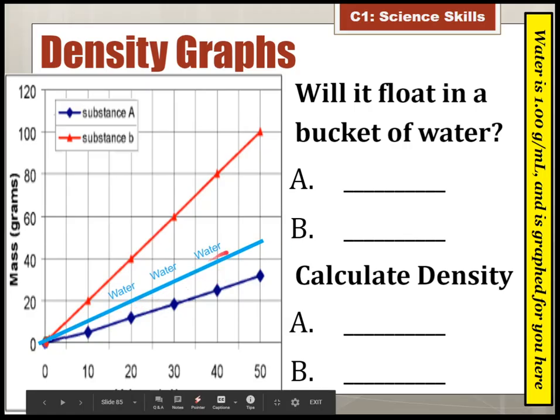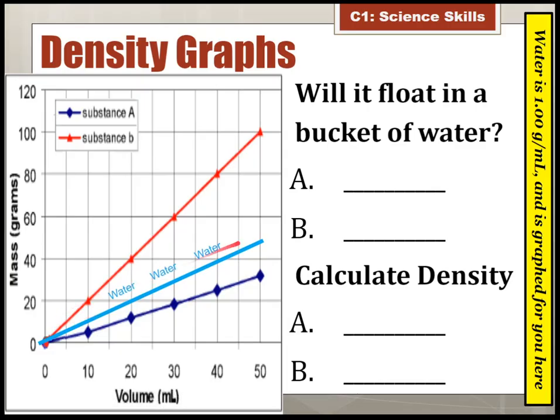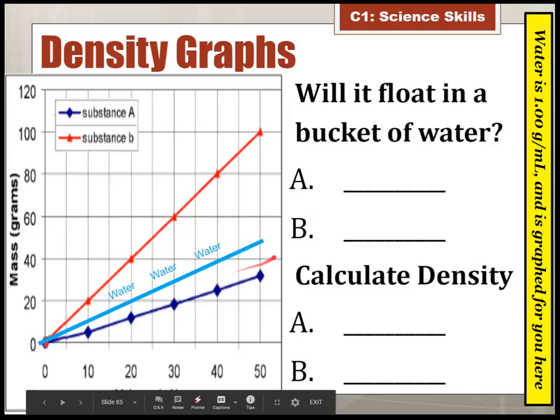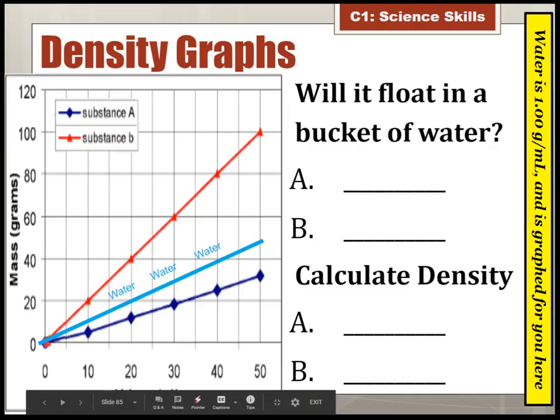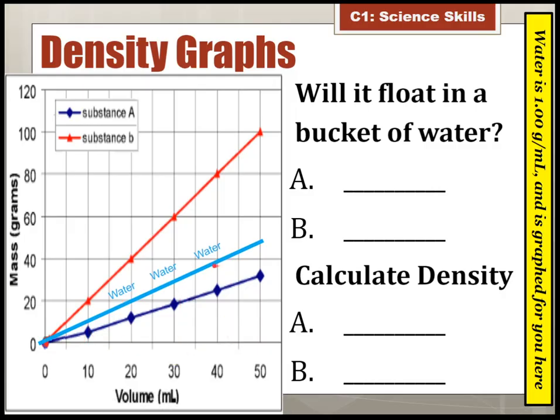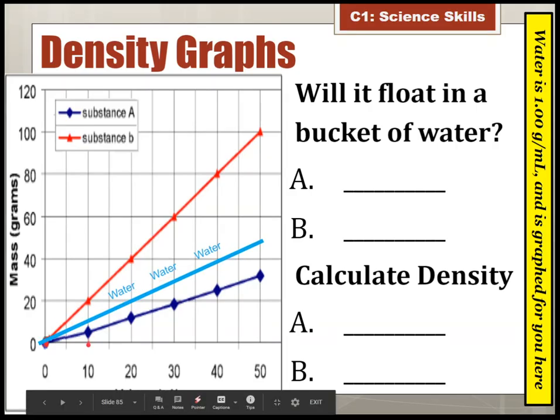So if you look at this line here for water, you can see that it's got its density. Its density winds up being its slope right there, okay? Because that is your mass divided by your volume. So, 10 by 10, 20 by 20, 30 by 30, 40 by 40 gives you a density of 1. You can use that same idea to try to figure out these other ones.